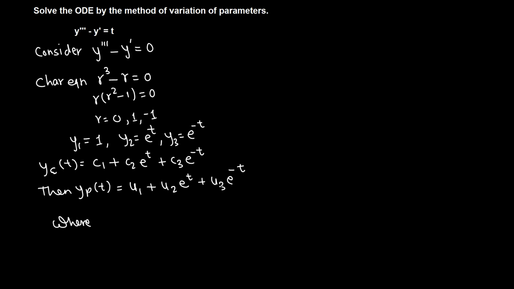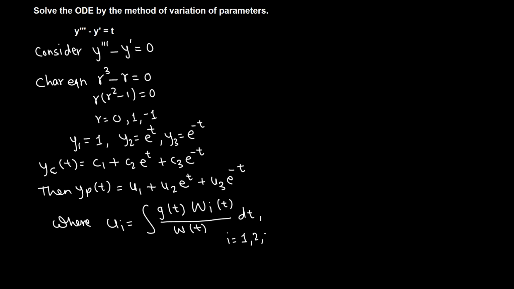So we find u1, u2 and u3, and we know that u_i is given by this integration: g(t) times W_i, the Wronskian determinant, over the Wronskian of these three functions y1, y2, y3, W(t) dt, for i equals, in our case, 1, 2, 3. And this g(t) is the non-homogeneous term. If you go back and look at the question, this right hand side t, that's the g part.